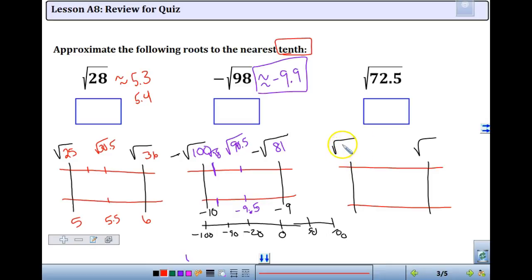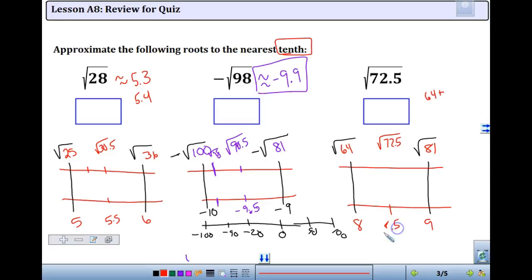72.5. What'd you do? Well, I took the square root of 64 and 81. And it's 8 and 9. And then I did 64 plus 81 divided by 2, and I got 72.5. So I put 8.5, and then that's what I approximated.